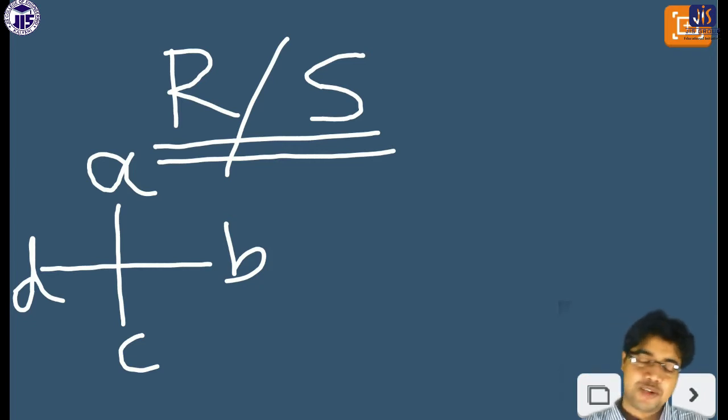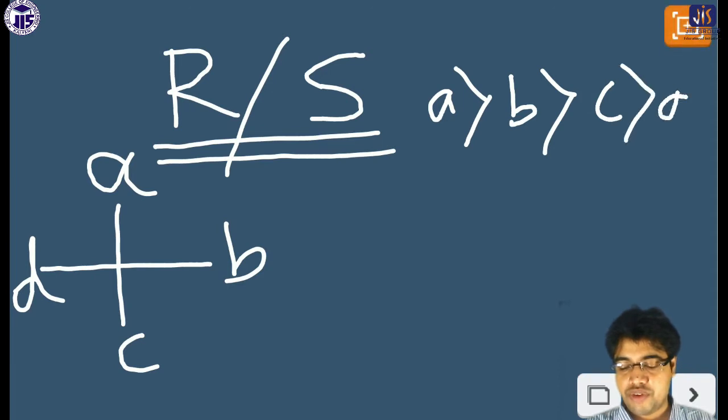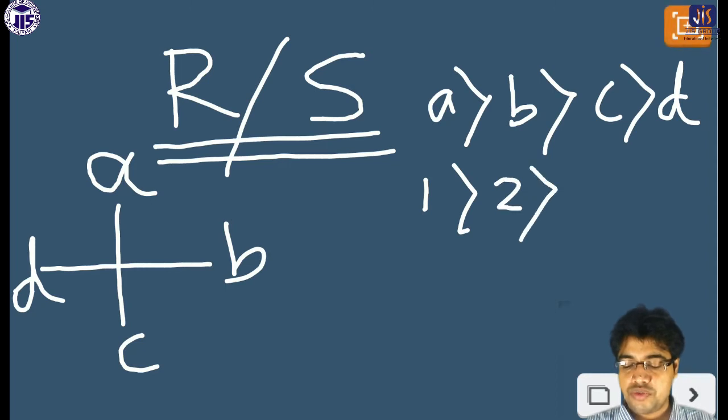Okay, so either 1, 2, 3, 4 or ABCD priority order. So what will be the priority order? The first priority will be A, then B, then C, then D. You can write down ABCD or give 1, 2, 3, 4 according to the priority order.